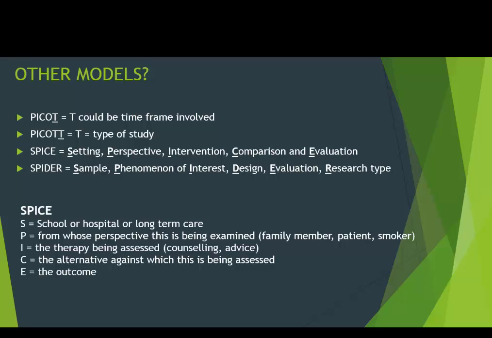In SPIDER, S is the sample or the population group. The phenomenon of interest is how and why certain behaviors, decisions happen. D is the design of the study, the framework that supports the study, the research methods that were used. E is the outcome measures. They may be observable outcome measures, could be subjective, could be attitudes, beliefs, opinions, or feelings. Research type generally denotes either quantitative, qualitative, or mixed methods research type.